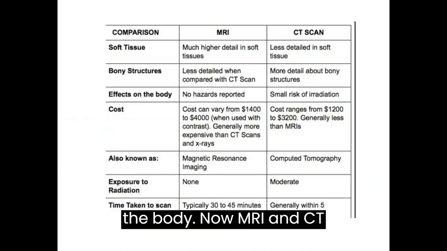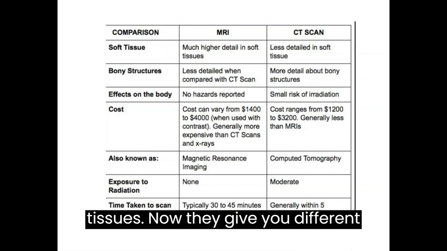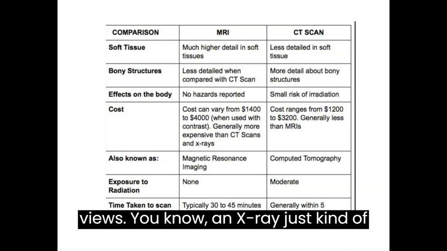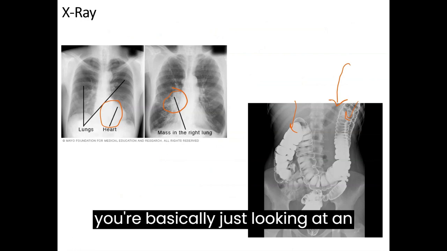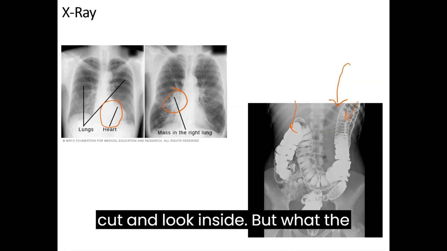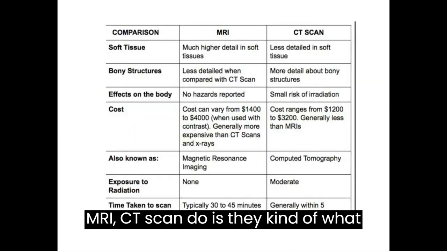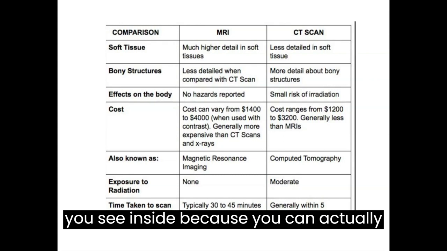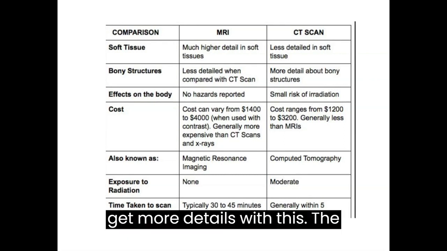Now, MRI and CT scan are better at soft tissues. Now they give you different views. If I go back to an x-ray, you're basically just looking at an anterior or posterior view primarily. You can't cut and look inside. But what the MRI and the CT scan do is they let you see inside, because you can actually get cross-section views as well. So you get more details with this.